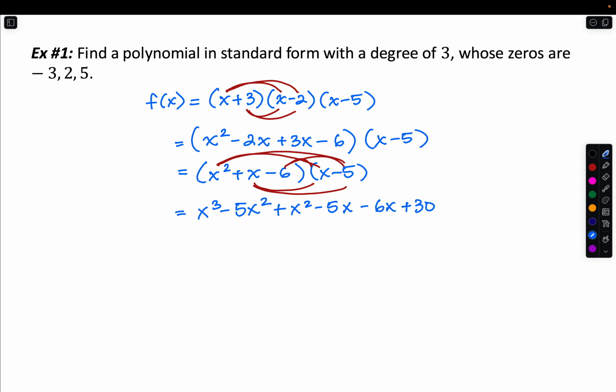And then to get my standard form equation, I just have to go through and combine my like terms. So f of x will equal, there's only one cubic term, so it's x cubed. I have a negative 5x squared and an x squared to give me negative 4x squared. Negative 5x and negative 6x combined to be negative 11x. And then ultimately it will be plus 30. So this is my third degree polynomial whose zeros are negative 3, 2, and 5. So if I were to take these numbers and plug them in for f, you would see that each of those numbers would make this polynomial 0.